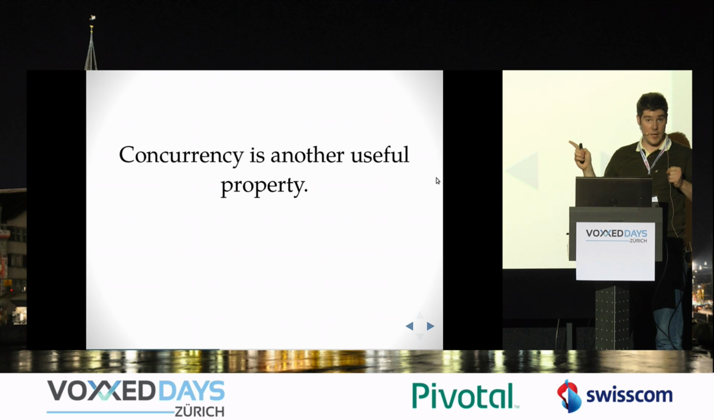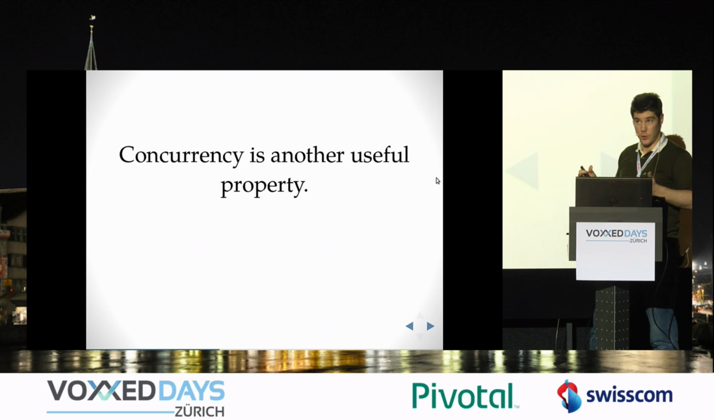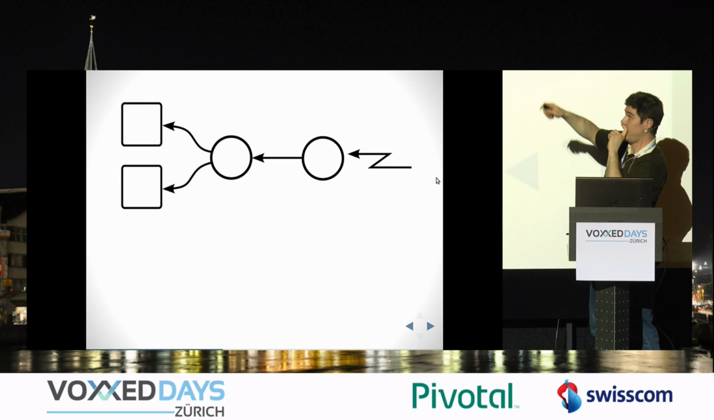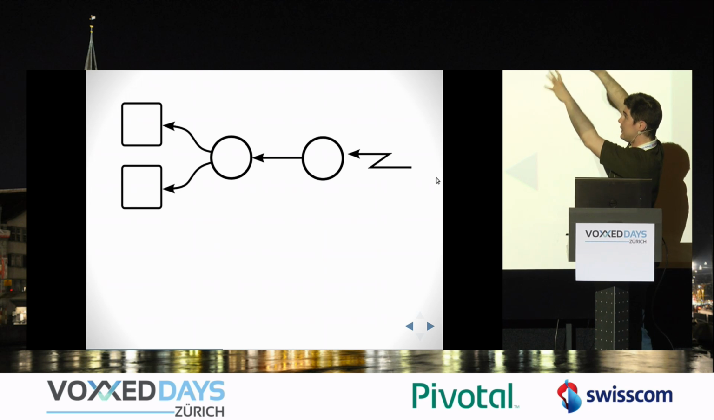But this is not to say that concurrency is useless. Concurrency also has its uses. So let's take a look at an example. Let's put this event stream that we just created, time and frame, into a slightly larger context.